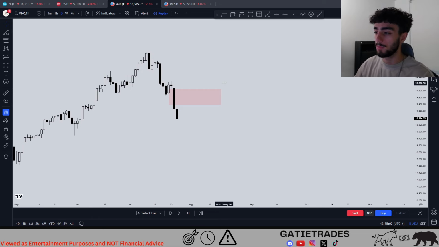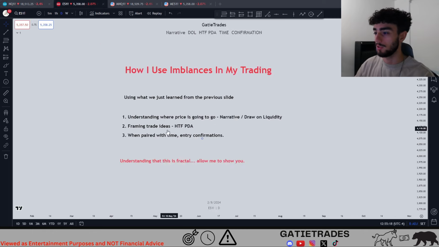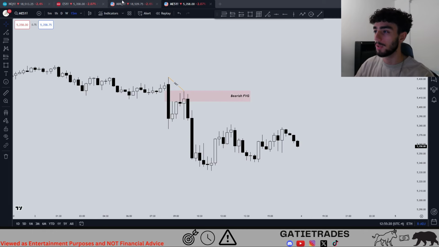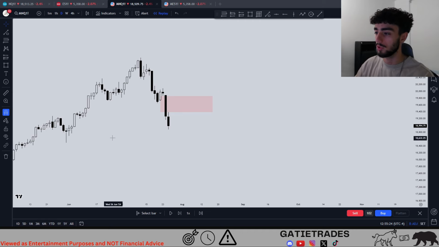So what could you potentially expect? Like we said in the first slide, short or long, fair value gaps offer potential low resistance liquidity runs toward old highs or lows. Algorithmic price delivery often seeks to rebalance an imbalance to rapidly seek liquidity, and this fakes out dumb money. So what can we expect here? We can expect price to retrace into the fair value gap and then continue towards an old low.